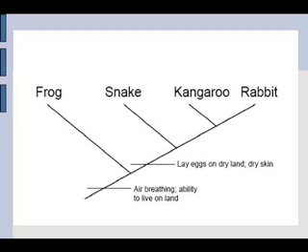So now let's think of what characteristics kangaroos and rabbits share. Well, I can think of 2 things. Kangaroos and rabbits both have fur, and they both give live birth, as compared to frogs and snakes, which don't have hair and which don't give live birth. So let's place these characteristics on our branching diagram.